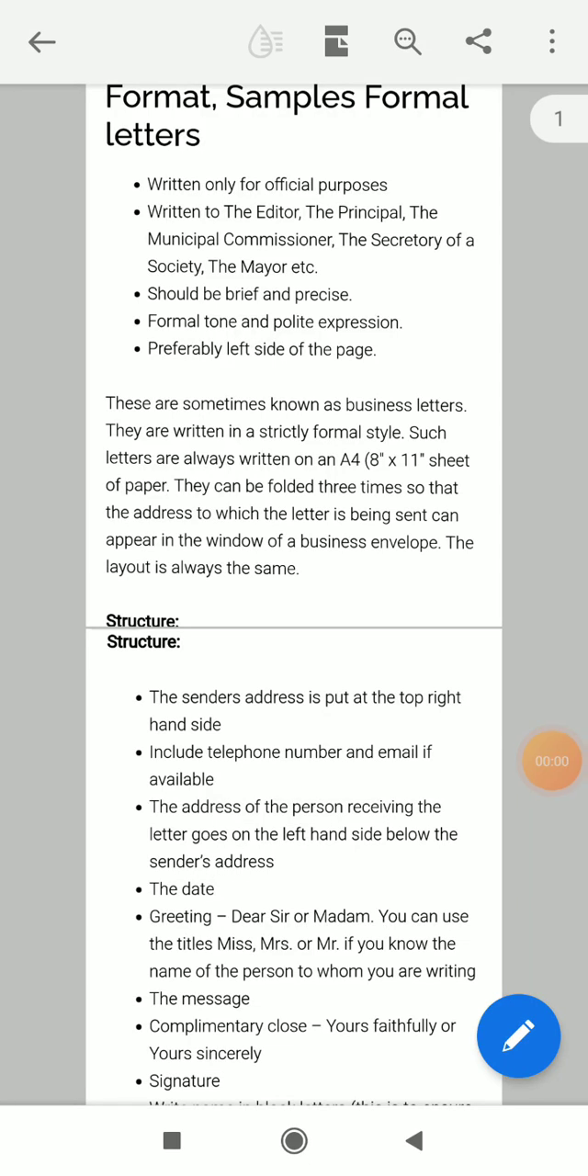Good morning, children. Today we will study formal letters. In the first term, we did informal letters. Now, this time we will be doing formal letters. Now, what is a formal letter?